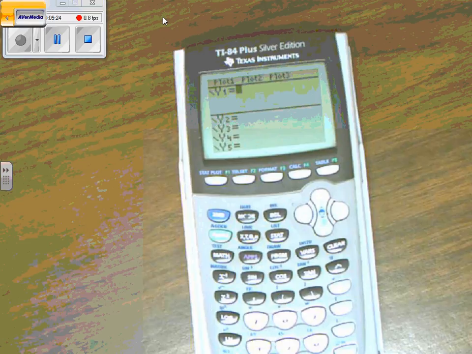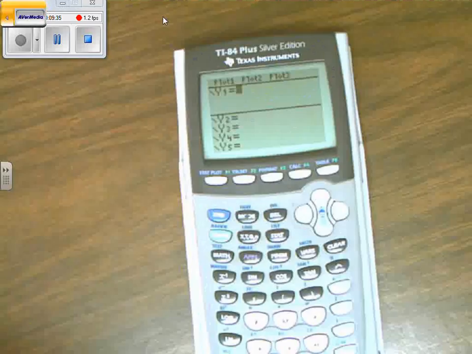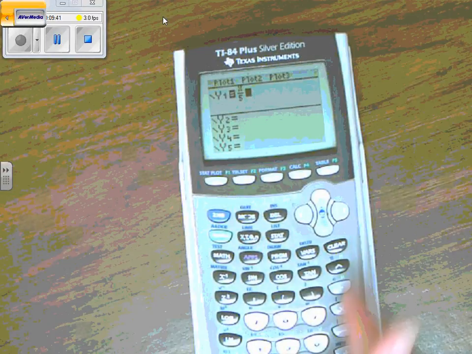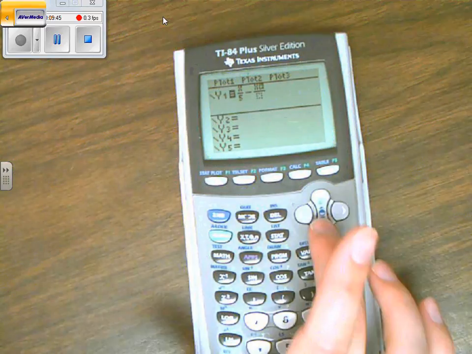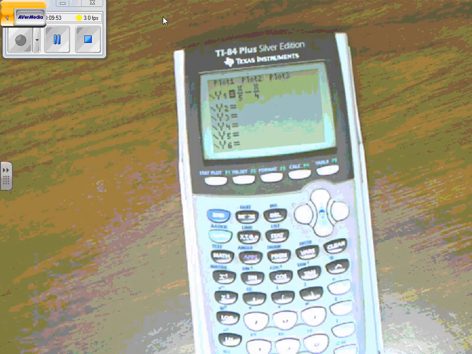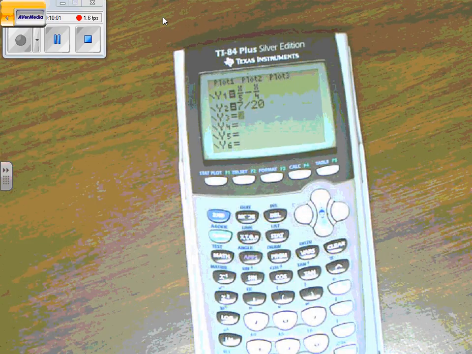So what I'm going to do is in y1, I'm going to put the left-hand side of the equation. So I'm going to start with that first equation, and I'm going to type x/5 minus x/4. And then in y2, I'm going to put 7/20, the other side of the equation. Okay. Everyone see what I'm doing so far?